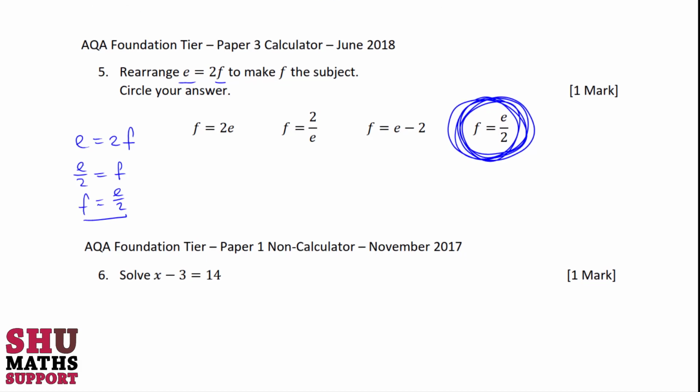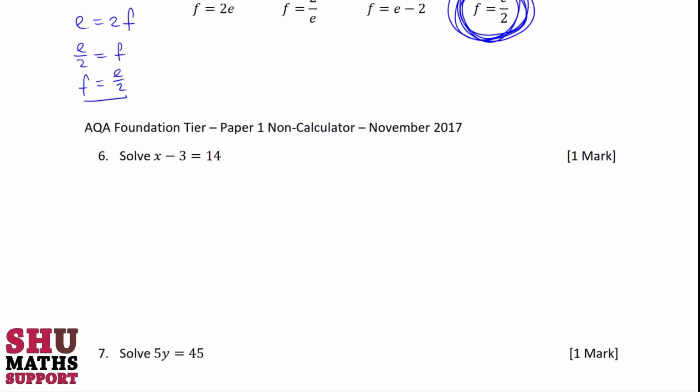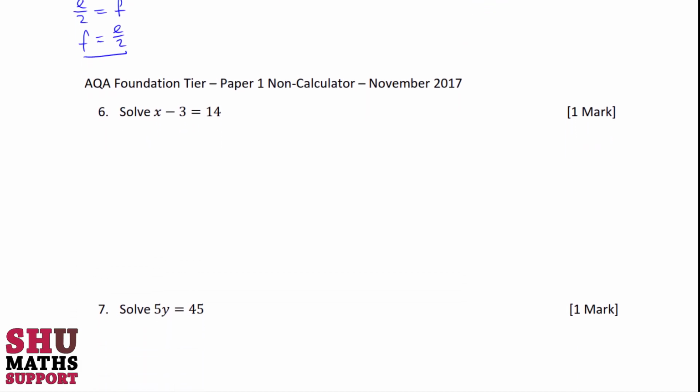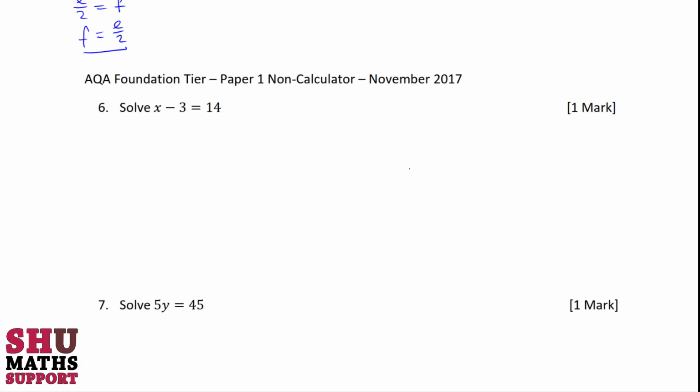Now the next question is asking us to solve x minus 3 is equal to 14. So we've seen plenty of these ones before. We have x minus 3 is equal to 14. So x is equal to 14 plus 3. And 14 plus 3 is equal to 17. So x is equal to 17. And we'll just double underline our final answer since there isn't an answer line.